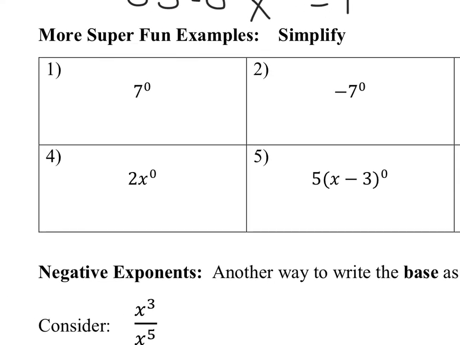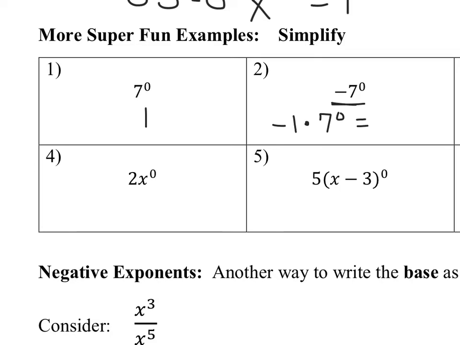So what's 7 to the 0 power? 1, you just said that. What's negative 7 to the 0 power? I tricked you. Sorry, I don't really like to trick you, but it's just the way it is. This negative on the outside is a shorthand way of writing negative 1 times 7 to the 0 power. That negative 1 is not connected to that 7.